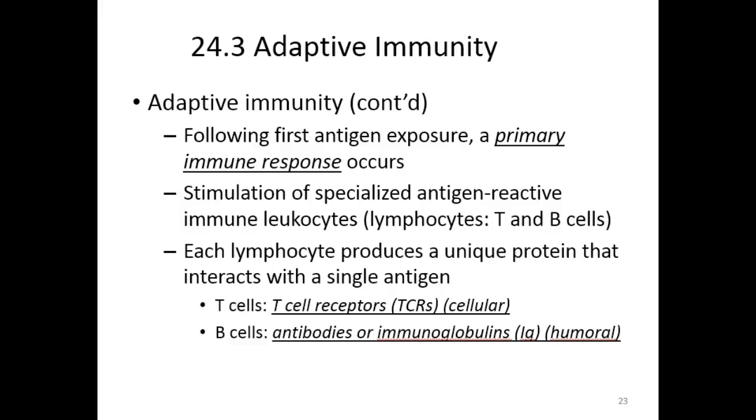In fact, it's so strong that if you prime the system and you get a secondary exposure, it can be strong enough to prevent disease from happening, which is what we try and do when we immunize people, either through getting the disease, like infecting your kids with chickenpox, or by giving them a vaccine for something like chickenpox.